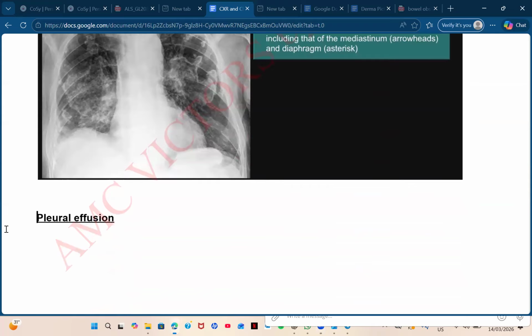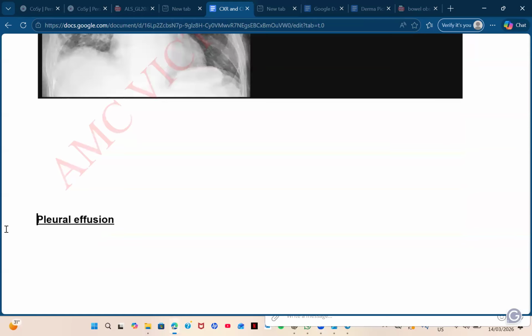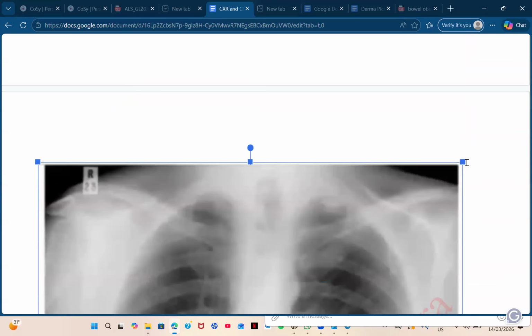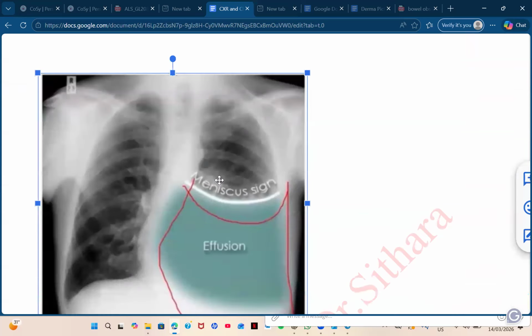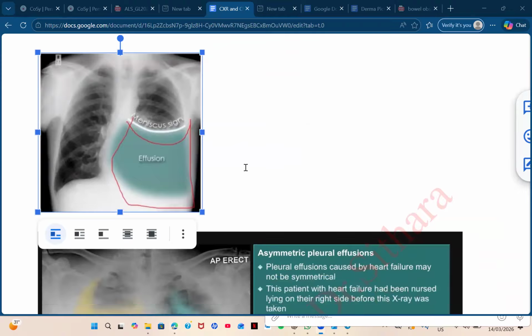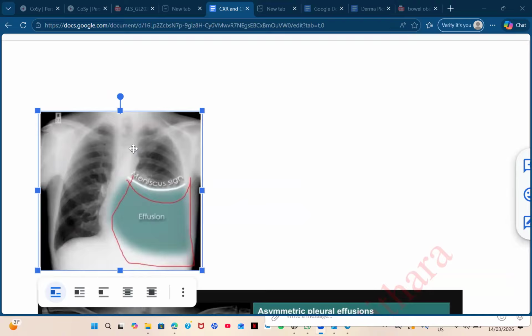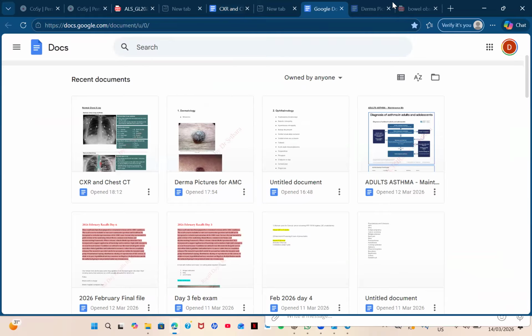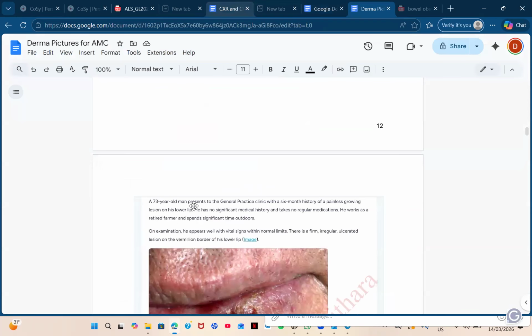So now tell me how pleural effusion can be seen. Pleural effusion. You know, right? Hemothorax is also a kind of pleural effusion, right? The only thing is in hemothorax, it's blood, whereas in effusion there can be any liquid. Yes, okay, here it can be seen.